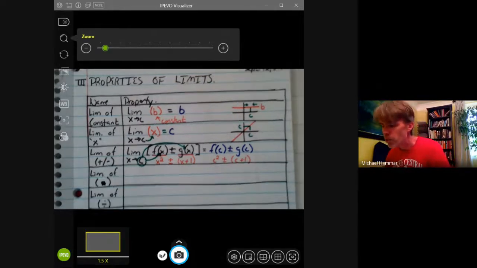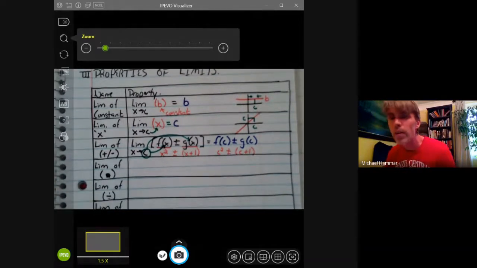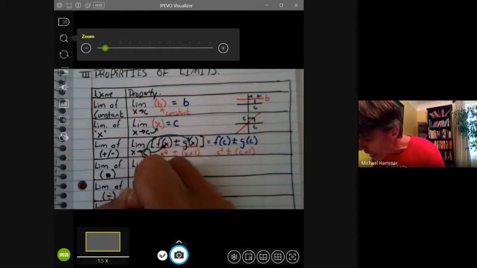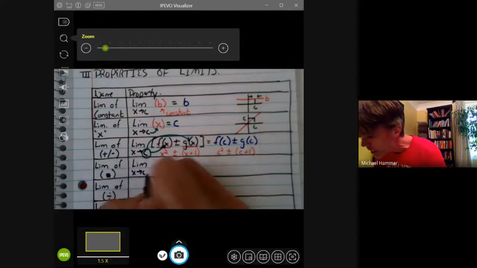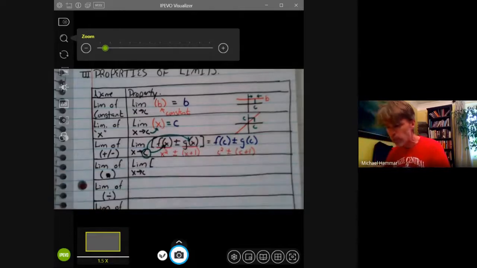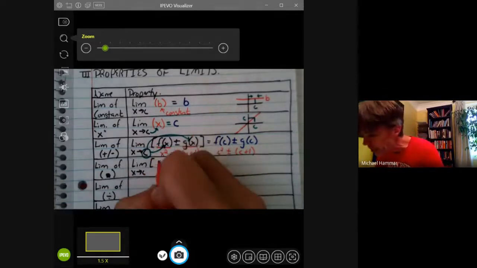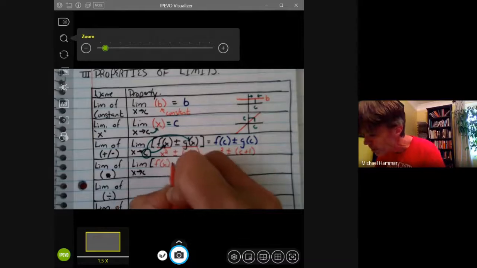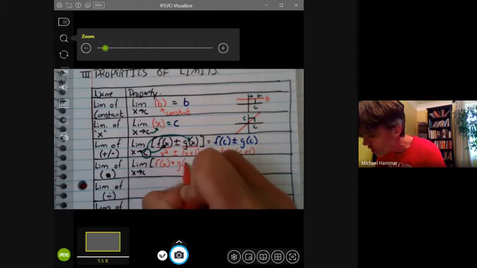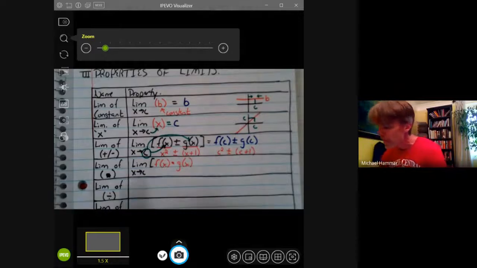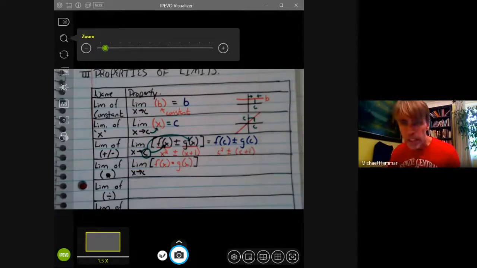When we talk about properties, we always talk about them in terms of any number, so we use variables to represent those things. Okay? So what if two things are being multiplied? What if we have the limit as x approaches c, but our two functions are actually being multiplied together? So we have f of x times g of x, and those two things are being multiplied together. What do you do?